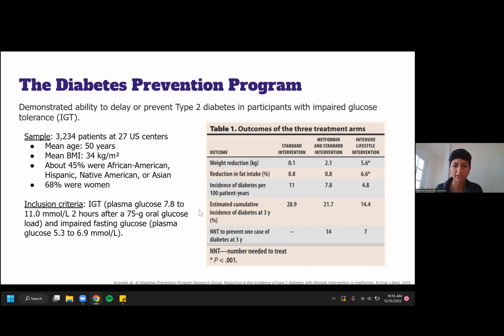And you can see that the number needed to treat to prevent 1 case of diabetes at only 3 years is 7, single digit 7, and with metformin 14. So awesome. And I was very happy to see that this study was pretty diverse. A lot of other studies that I'll get to were not.